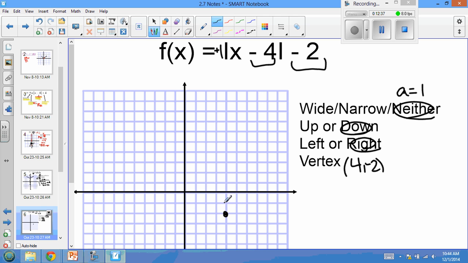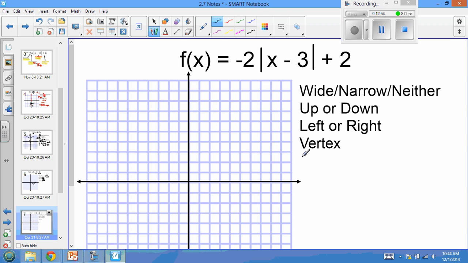So my slope, I'm going up 1, right 1. I can go up 1, right 1. I can go up 1, left 1. You need to make sure that you're making a nice straight V with arrows on the end. If it's not continuous, then it is not a function. Okay, this last thing I want you to try on your own before I go over it. So find your vertex first.